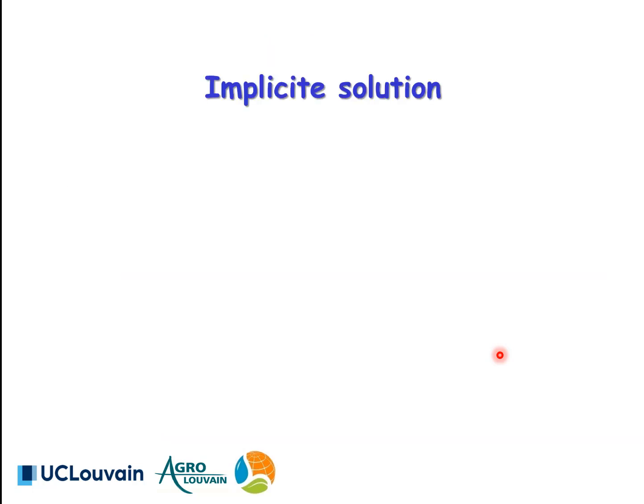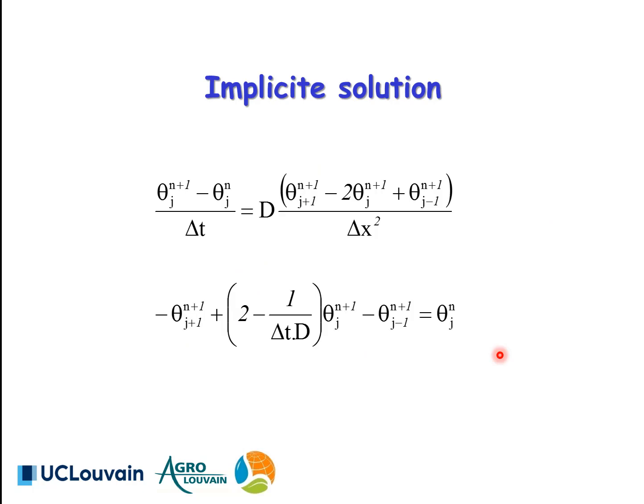For the implicit solution, we also rewrite our equation. If theta is known at a given moment n, we evaluate theta at n plus 1 at different locations simultaneously. Looking at this equation, we see that the solution becomes a little bit more complex, since we now have 3 unknowns and 1 known. The equation cannot directly be solved.